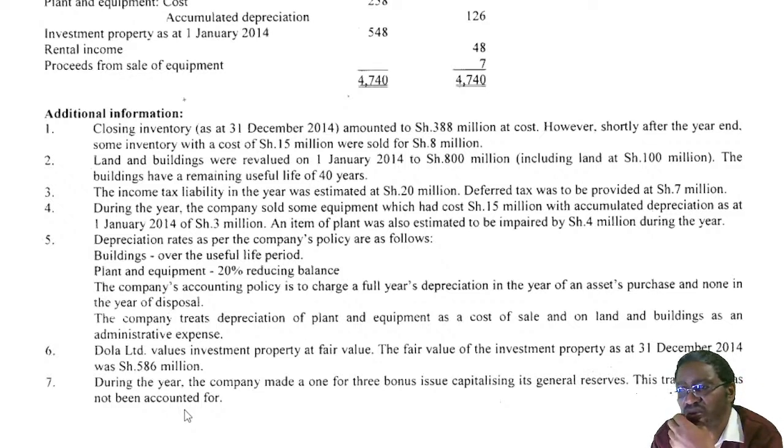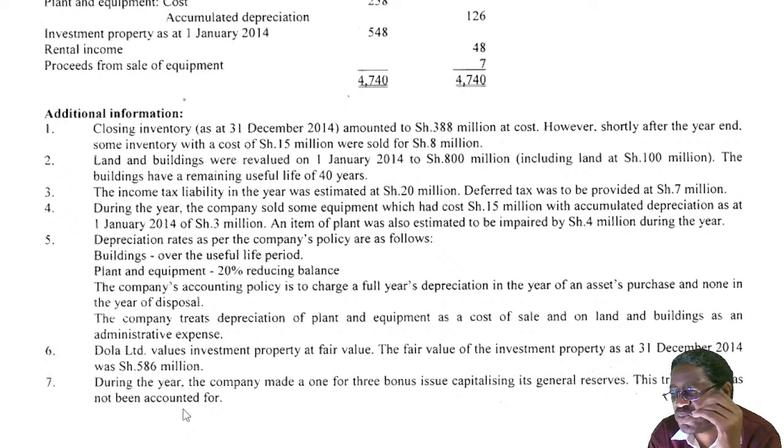Number 4, during the year, the company sold some equipment which had cost 15 million with an accumulated depreciation as at 1st of January 2014 of shillings 3 million. The item of plant was also estimated to be impaired by 4 million during the year. 5.